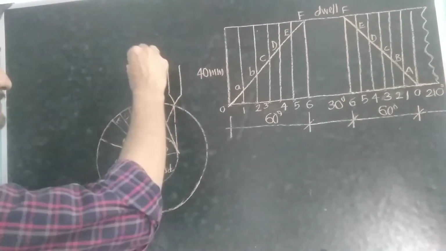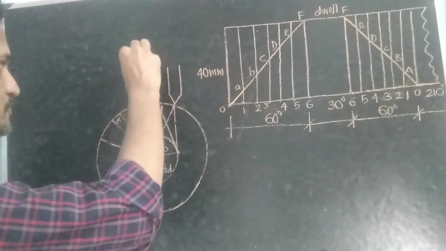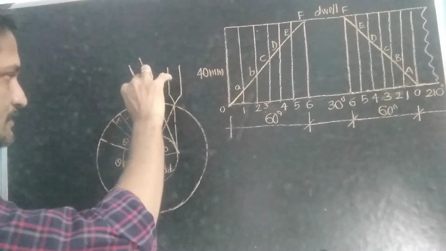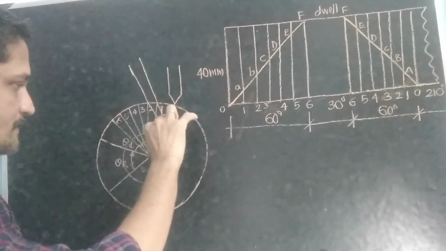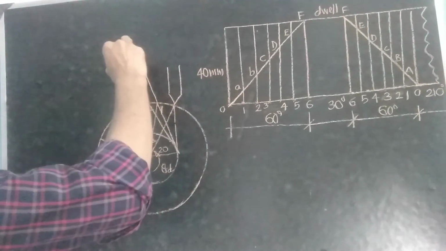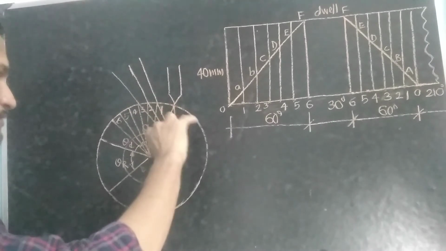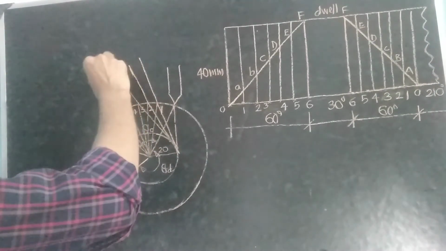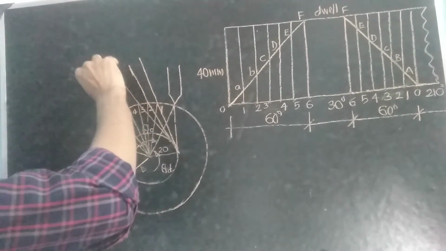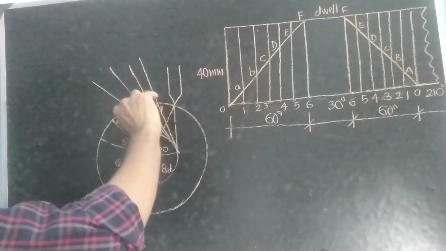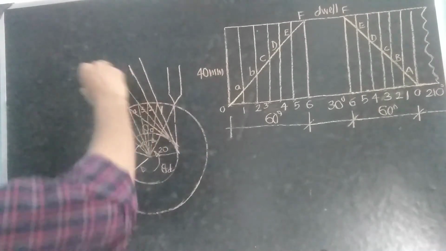Draw another line which is passing through point 2 and also tangent to the offset circle. Then draw another line which is passing through point 3 and tangent to the offset circle. Then draw another line which is passing through 4 and tangent to the offset circle.